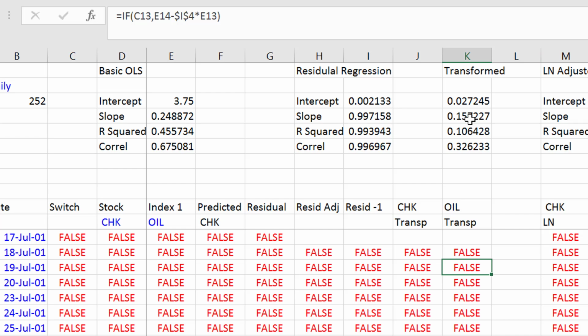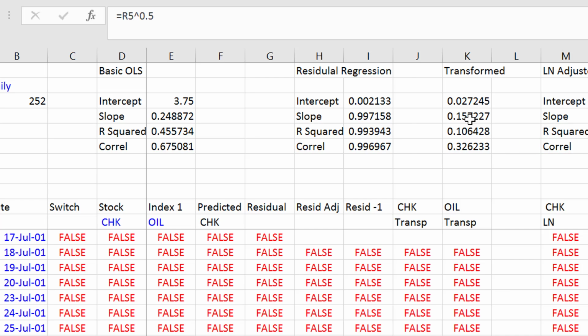And then you get a completely different slope. Then you say, well, the relationship between the change in the oil price and the change in the stock price is 15% instead of this 24%. And really, we only have a correlation of 32%.